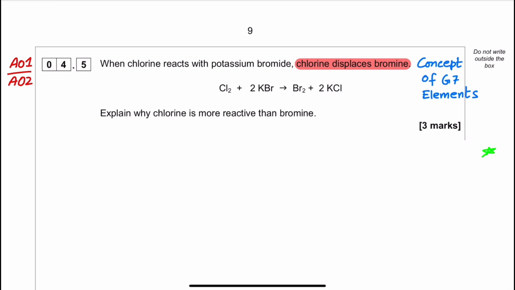And you can use the periodic table and you can easily see where the bromine and where the chlorine are present. There is a strong force of attraction between the nucleus and the outermost shell of chlorine as compared to bromine. Therefore, chlorine will gain electrons more easily as compared to bromine atom.